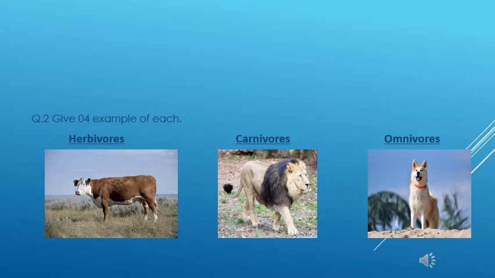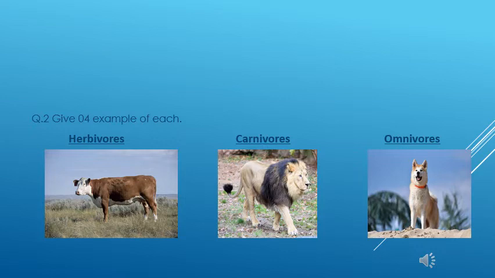Give 4 examples of the following categories of animals: herbivore, carnivore, omnivore. The first thing is that you have to identify these pictures and name them. Along with that, you have to write 4 more examples of each category.